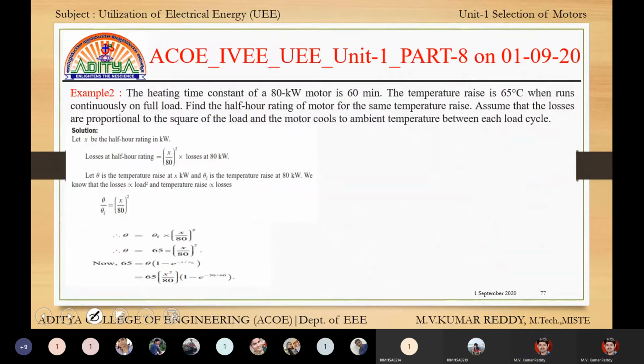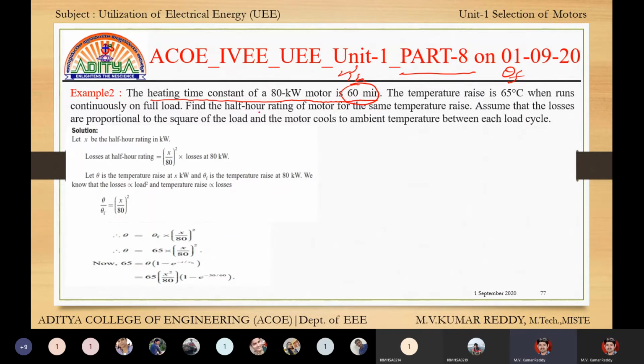Next, from here, today's class will be continued. This is today's class part 8. In problem 2, the heating time constant of an 80 kilowatt motor is 60 minutes, that means tau h is given as 60 minutes. The temperature rise is 65, that means the final temperature theta f is given. It runs continuously on full load.